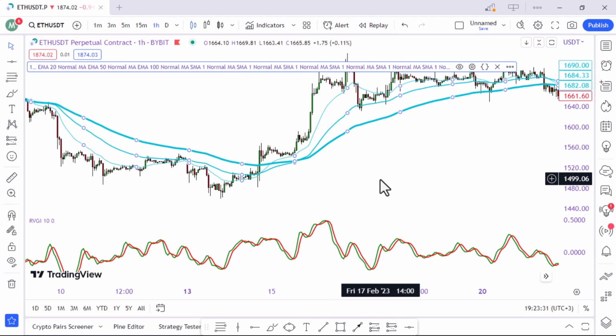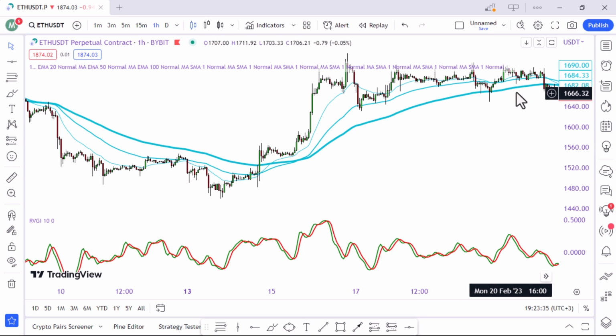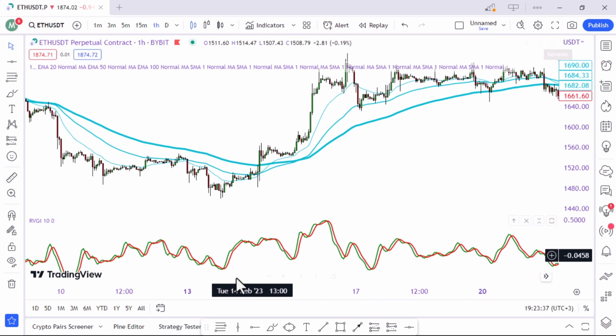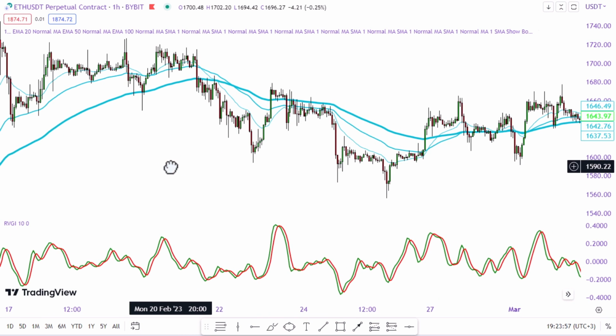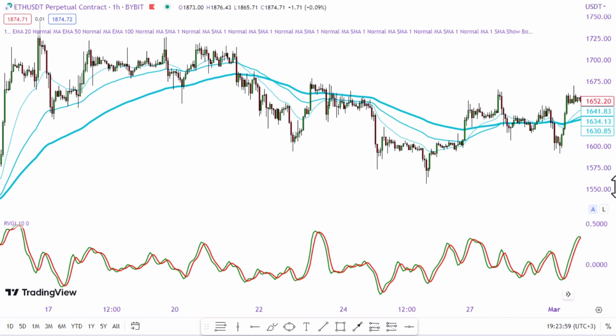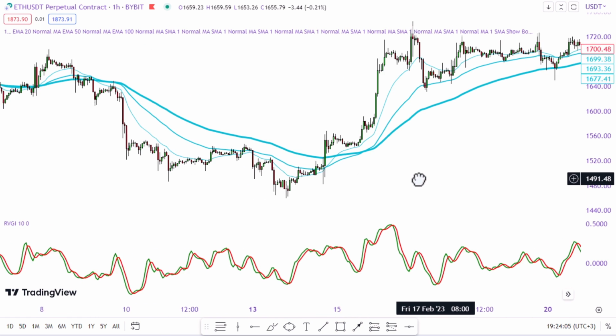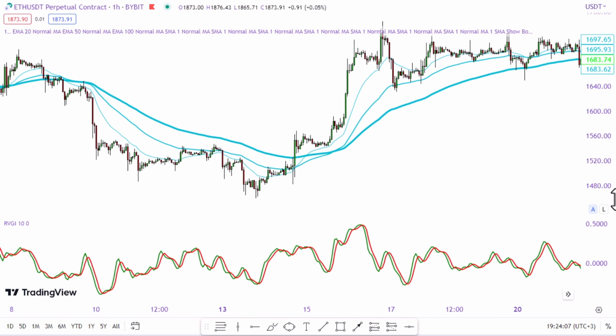Let's dive into the details of this strategy. The first rule is you can buy when the 20 period EMA is above the 50 and the 50 is above the 100. The opposite is true for a short position. If the 20 period EMA is below the 50 and the 50 is below the 100, you can only take a short position.